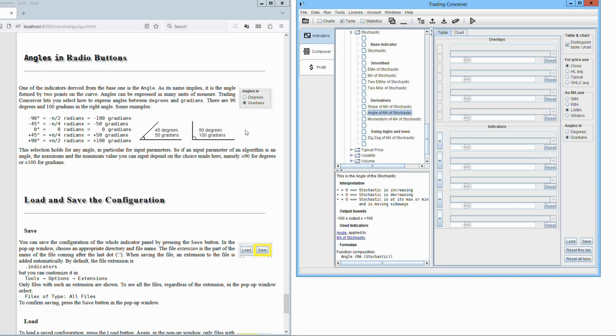This selection holds for any angle, in particular for input parameters. So, if an input parameter of an algorithm is in angle, the maximum and the minimum value you can input depend on the choice made here, namely plus or minus 94 degrees or plus or minus 100 for gradients.